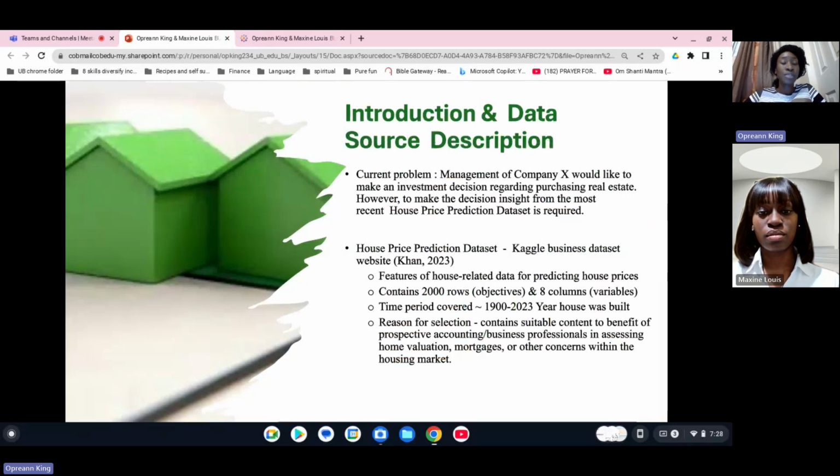It contains 2,000 rows of observations and 8 columns of variables. The time period covered in it spans from 1900 to 2023, and this denotes the year the house was built. The reason for our selection of this dataset was that it contains suitable content to benefit prospective accounting or business professionals in assessing home valuation, mortgages, or other concerns within the housing market.